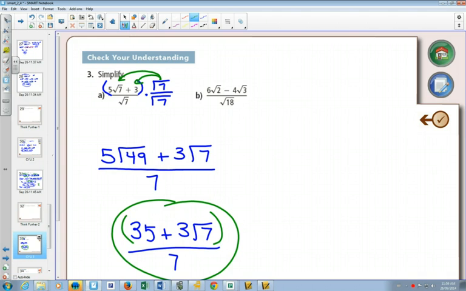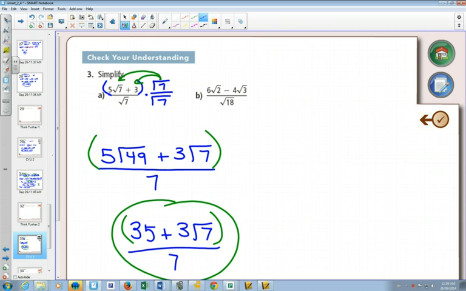Because this is all together. Order of operations say you would have to do the top before you divide. Okay? In a fraction, when there's something written on top, you have to imagine it in brackets. And order of operations say you have to do that whole thing before you can divide.